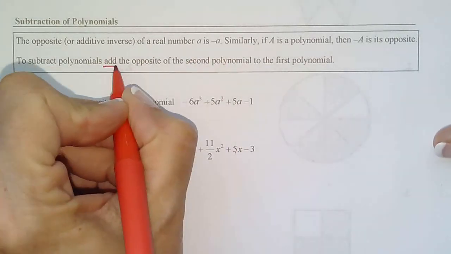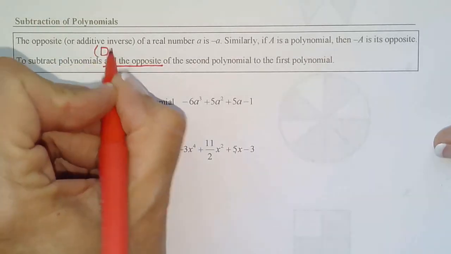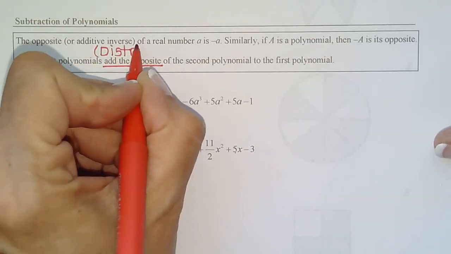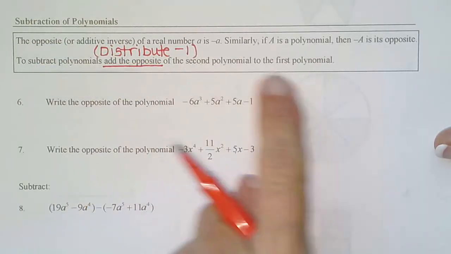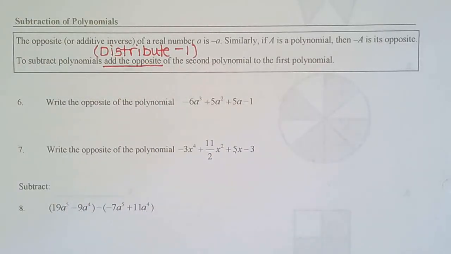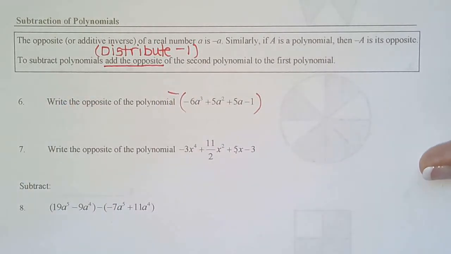This is kind of confusing verbiage, so I would just write: distribute negative 1 to the second polynomial. Okay. So write the opposite. What that's saying is, what's the opposite?